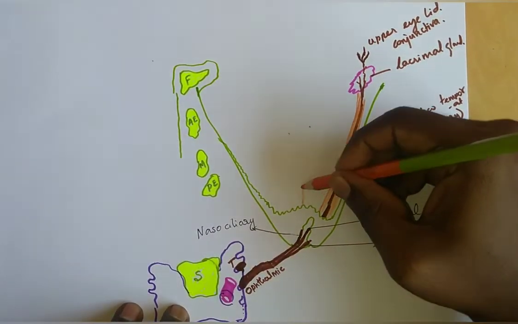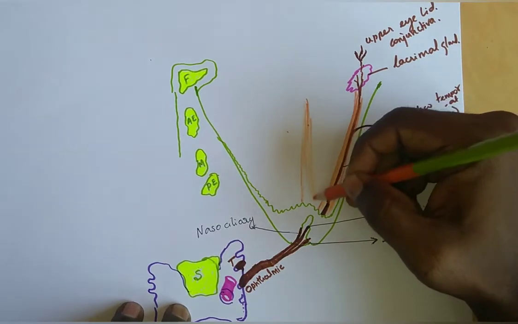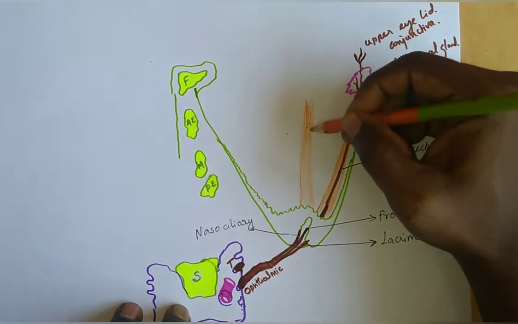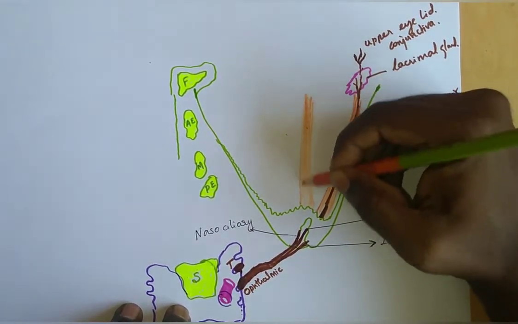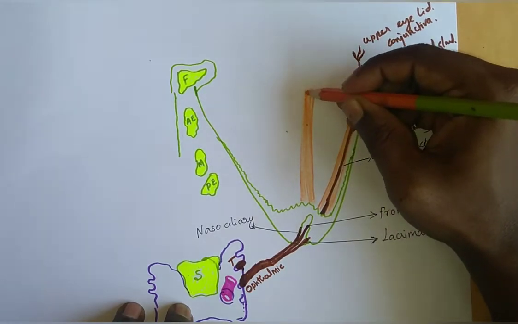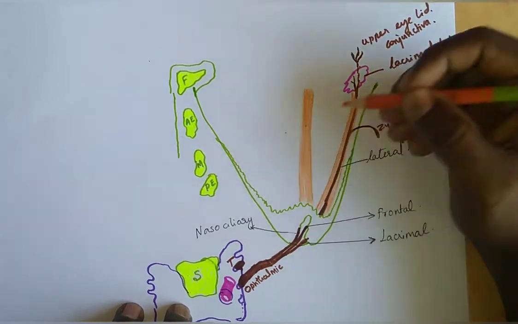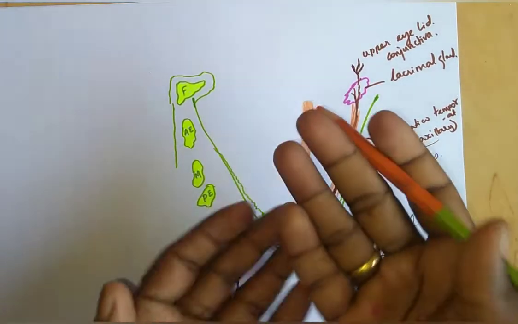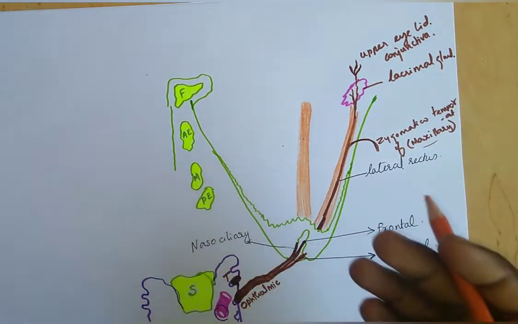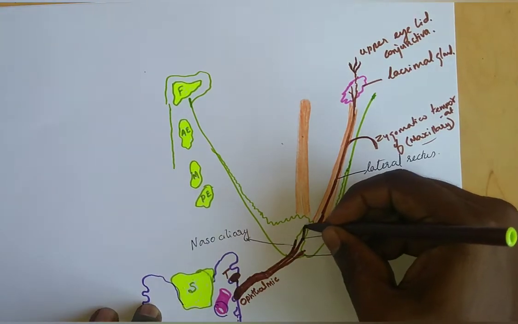The next branch is the frontal nerve, and this frontal nerve is found superior to the levator palpebrae superioris. This muscle we are drawing is the levator palpebrae superioris. The frontal nerve lies on the superior aspect of the levator palpebrae superioris, between the periosteum and the muscle. So this is the course of the frontal nerve.